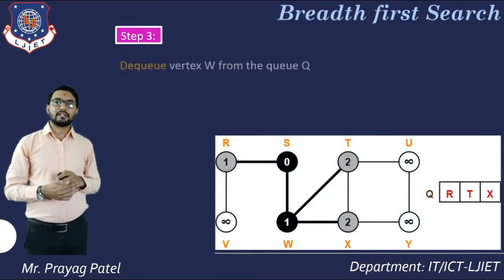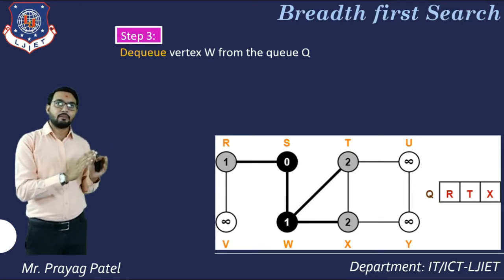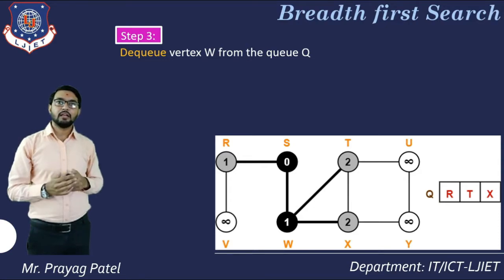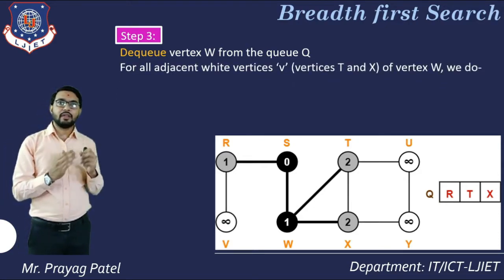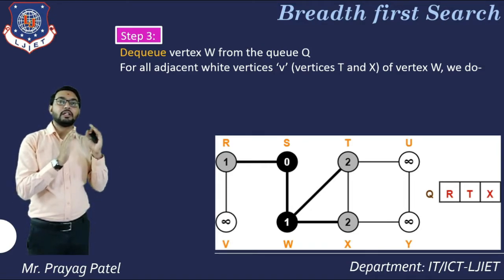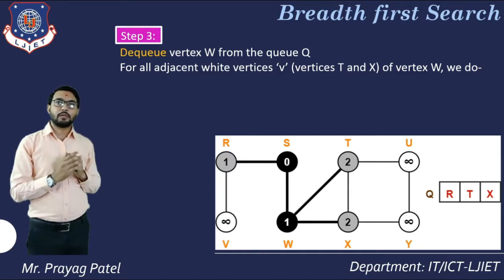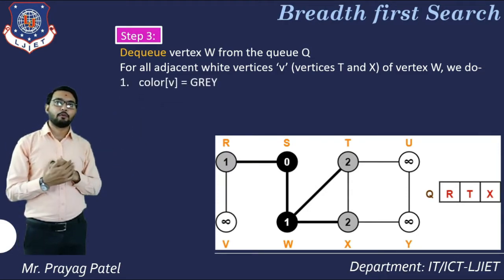So here consider this graph, and the first element is to delete vertex W from the queue. Then consider all adjacent white vertices V, meaning the neighbors of W. Here the neighbors of W are T and X. So for T and X perform the following operations.